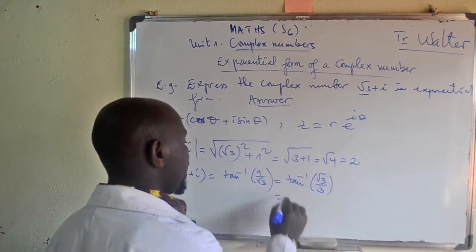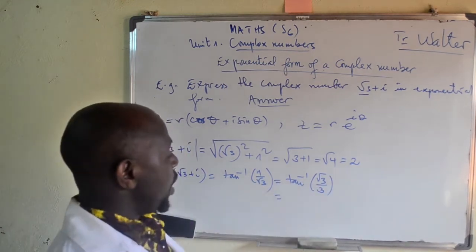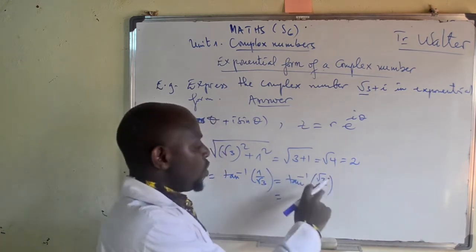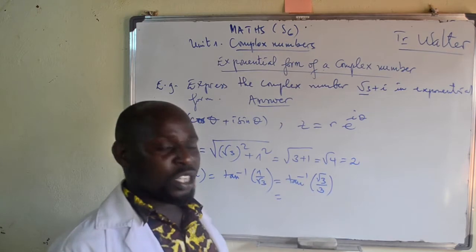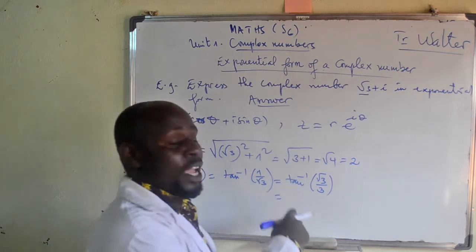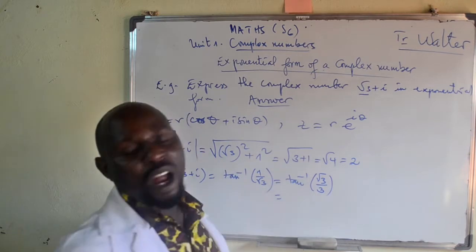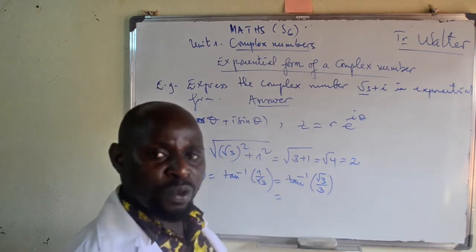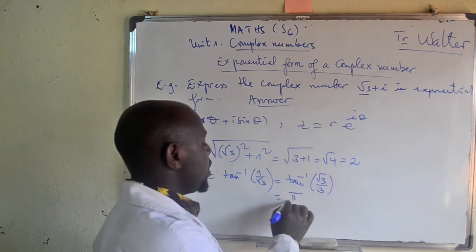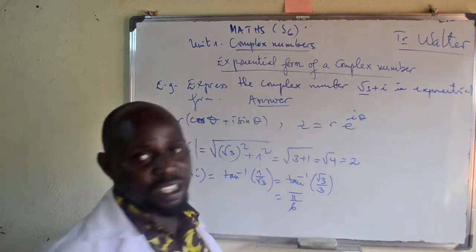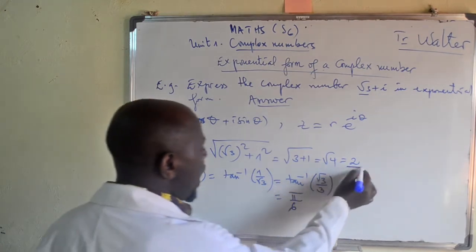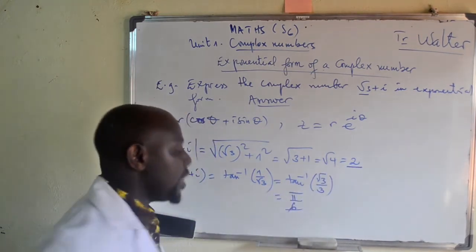Now, it is like they're asking us which angle has a tangent of square root of 3 over 3. It's an angle where its sine is 1 over 2 and its cosine is square root of 3 over 2. And this is none other than the angle 30 degrees, which is pi over 6 radians. So we have already the modulus and we have also theta, the argument.